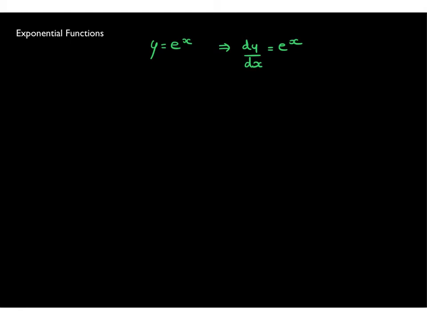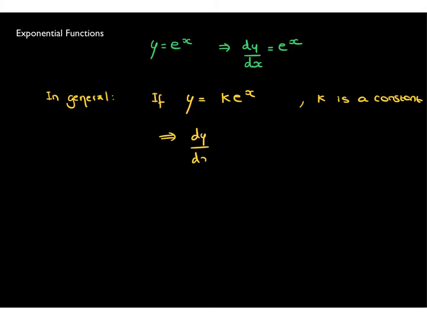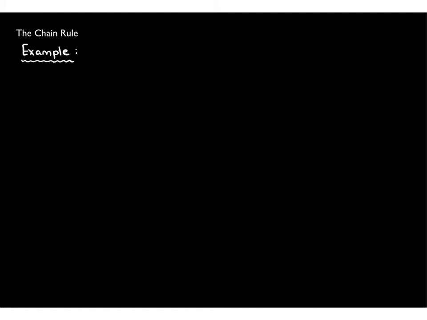Now we can generalize this a little bit further and say that if y equals k e to the x, where of course k is some constant, this then tells us that dy by dx is equal to k e to the x, and we'll be using this result as we learn how to differentiate more complex exponential functions. So let's start with an example. Y equals 4e to the 3x.